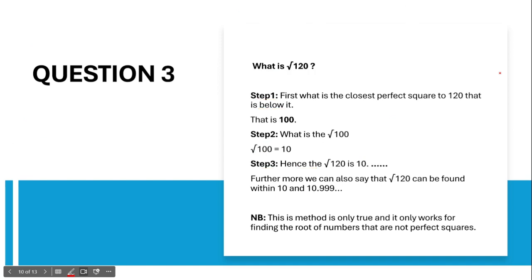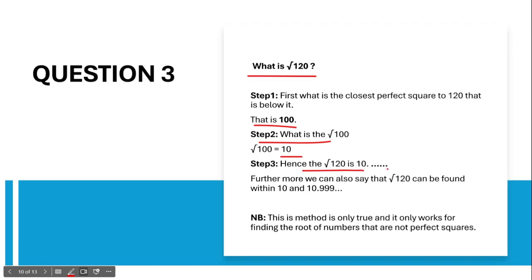So let us move to another example. This time we have: what is root 120? Using our step 1, we will get 100. So the closest perfect square that is below 120 is 100. Step 2, what is the root of 100? We know that as 10. Hence, the root of 120 is 10 point something something something.